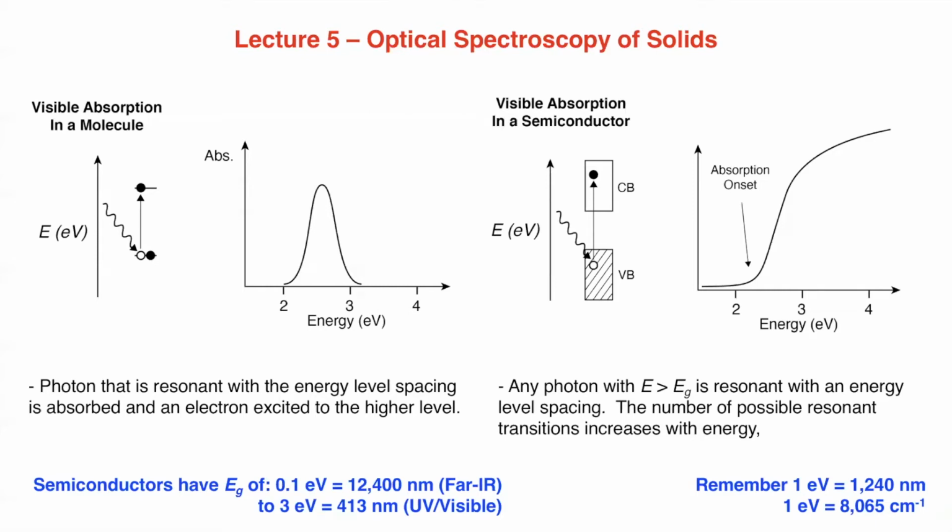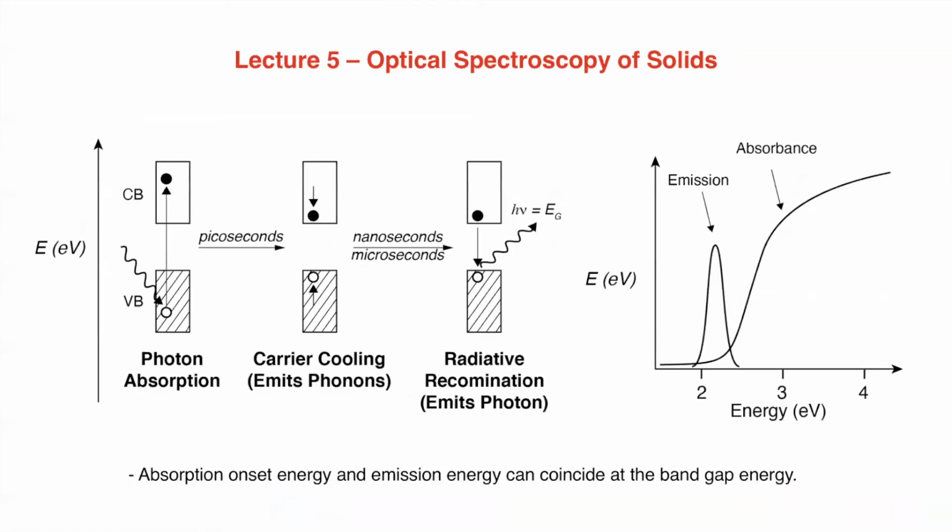All right, so let's think about this a little bit further. When you promote an electron in a solid, let's say you use a 4 eV photon or a 3.5 eV photon to excite the semiconductor.